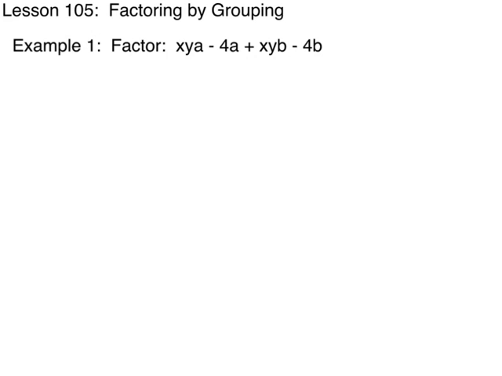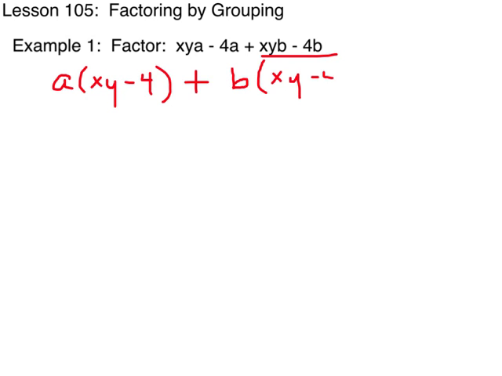In the first two terms, we see that both of these have an a. So if we factor out that a, what are we left with? x, y, minus 4. In the second two sets of terms, we see that we have a b that we can factor out. And again, we're left with x, y, minus 4.